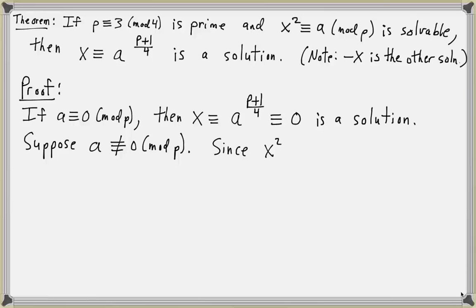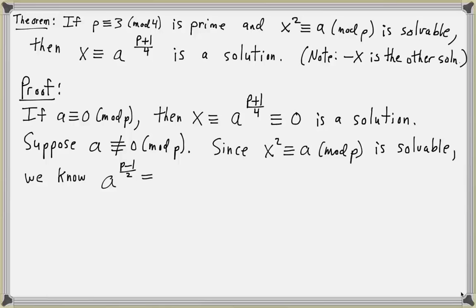Since x squared congruent to a mod p is solvable, Euler's criterion tells us that a to the power p minus 1 over 2 must be congruent to 1 mod p. Okay, so now let x be congruent to a to the p plus 1 over 4.